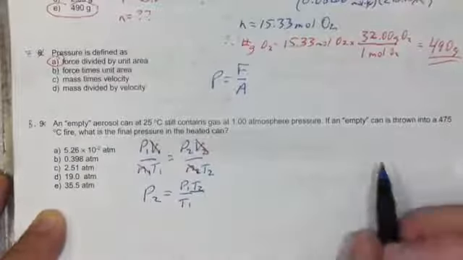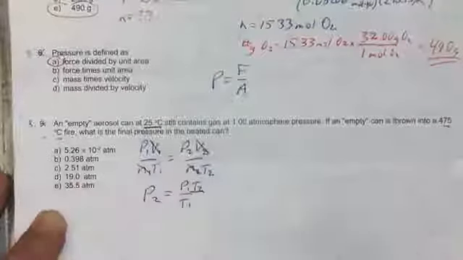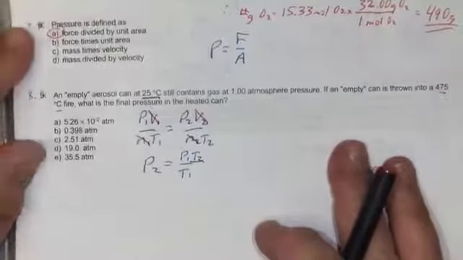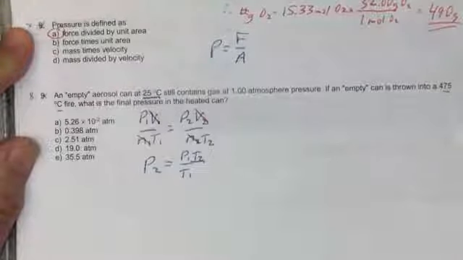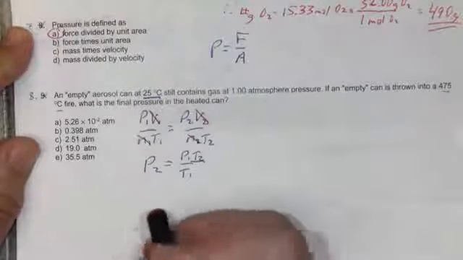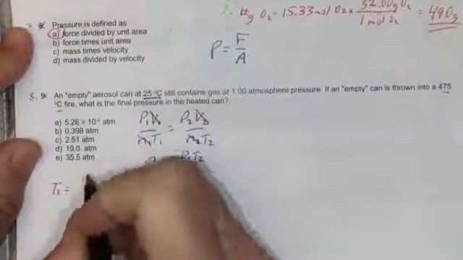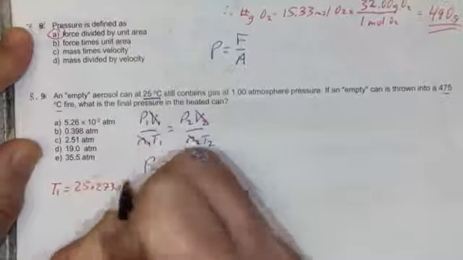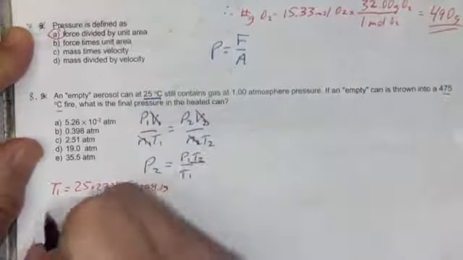So the units of temperature will cancel. Before we do that, remember what units must we always express temperature in? It's always got to be in Kelvin. And so to express the temperature in Kelvin, I need to add 273.15 to each of these temperatures. And so if we take T1 equals 25 plus 273.15 equals 298.15. That's the original temperature.